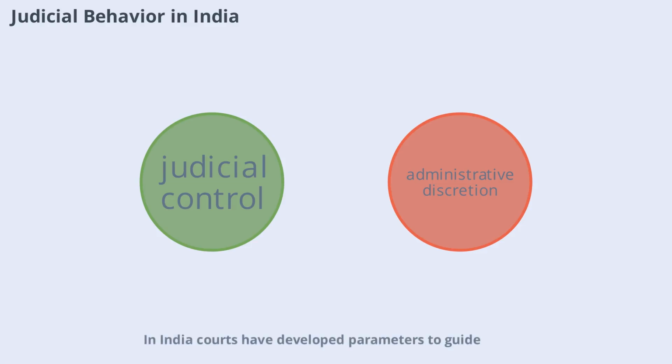In India, courts have developed parameters to guide the proper exercise of administrative discretion. However, judicial behavior here is more cautious compared to the activism seen in American courts. Judicial control operates at two stages: first, when discretion is delegated, and second, when it is exercised. This two-tiered approach ensures that both the granting and use of discretionary power are subject to legal scrutiny.